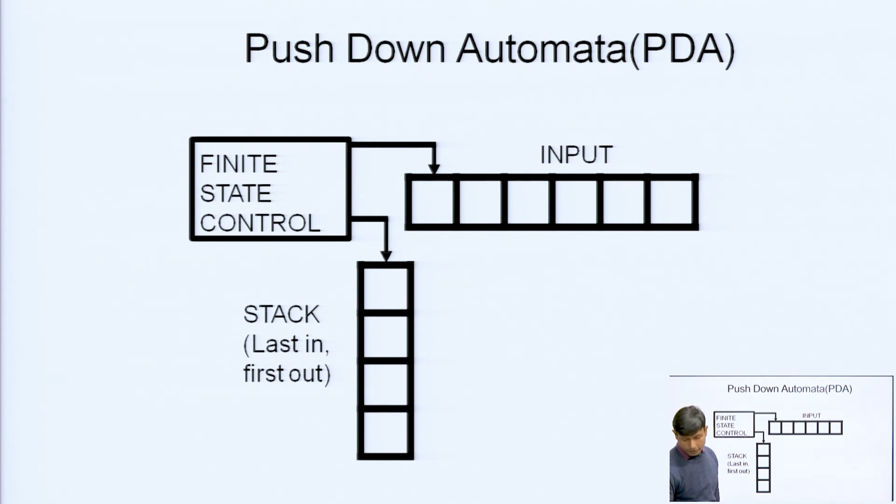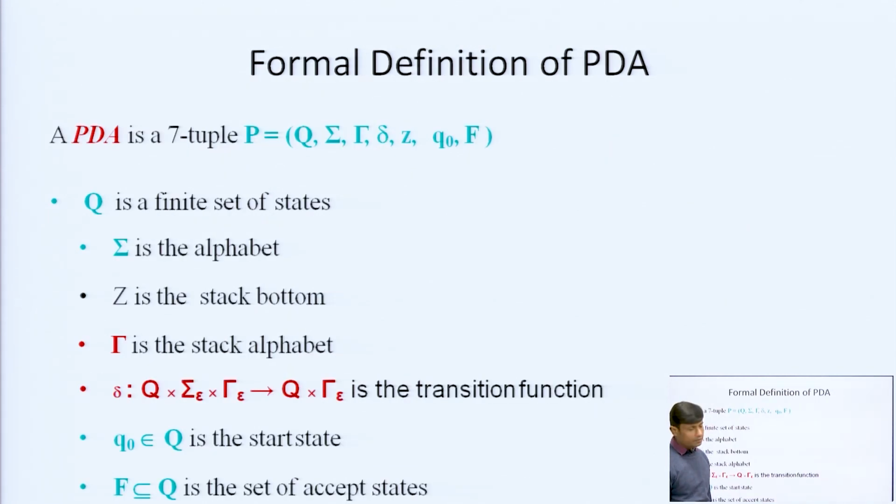Then what are the tuples here? Here the PDA has 7 tuples: Q, sigma, tau, delta, Z, q0, F. Q is the finite set of states. This should be a finite number. Sigma is the input alphabet, Z is the stack bottom, tau is the stack input alphabet, and delta is the transition function.